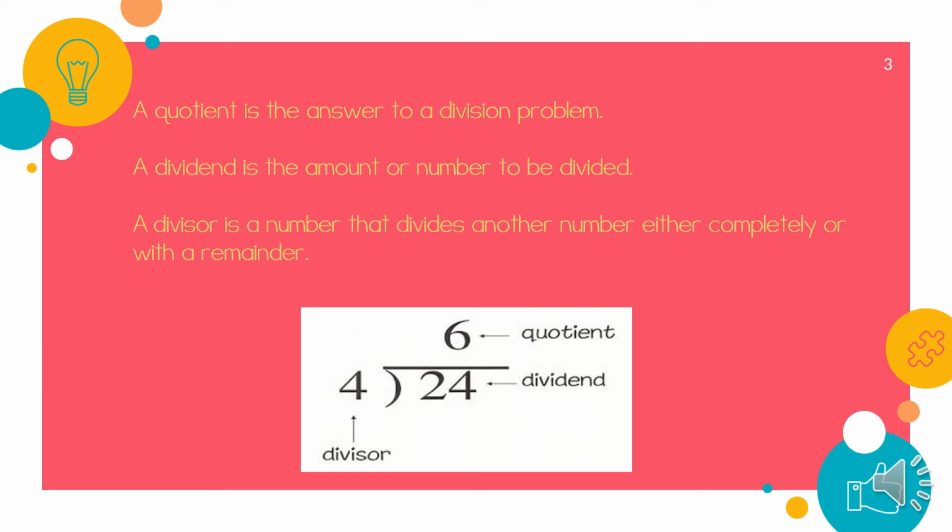Before we dive into the division procedure, there are some vocabulary terms that we need to be familiarized with. A quotient is the answer to a division problem. A dividend is the amount or number to be divided. A divisor is a number that divides another number either completely or with a remainder. There is an image here for you to see where the quotient is placed. The dividend belongs inside and the divisor belongs outside.